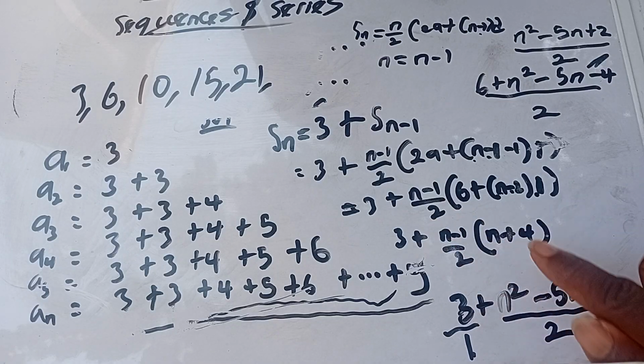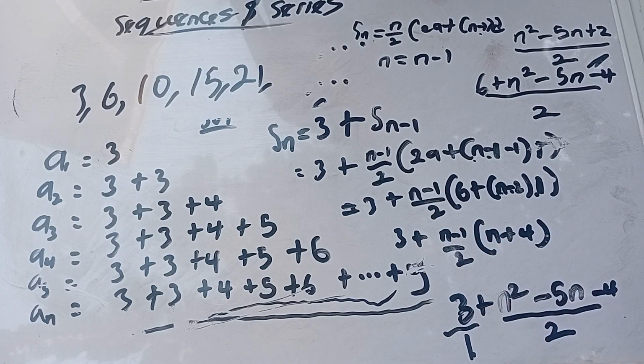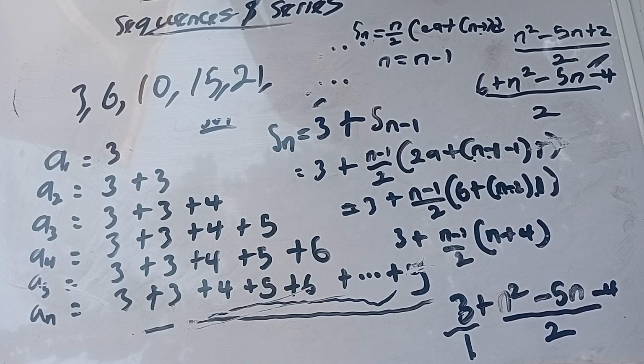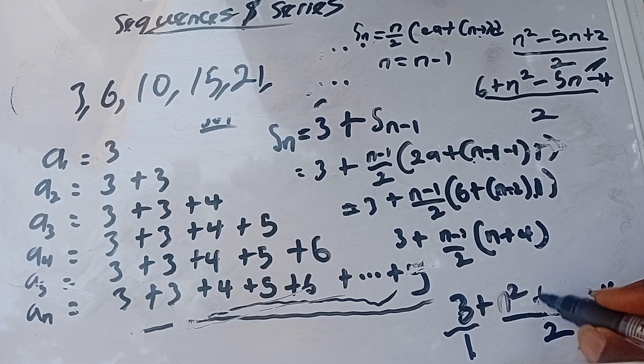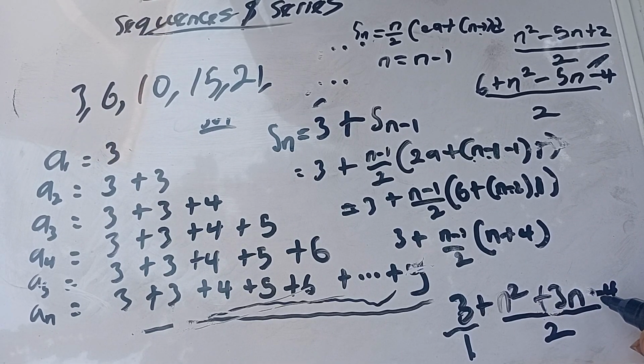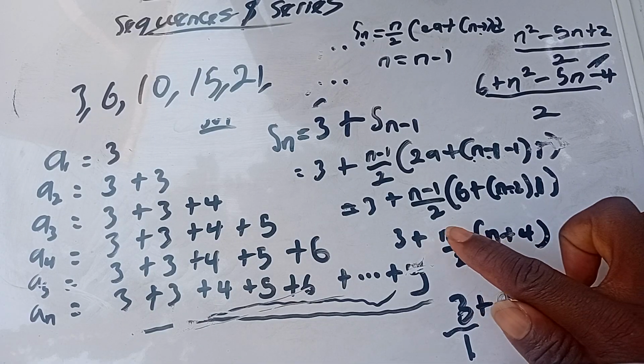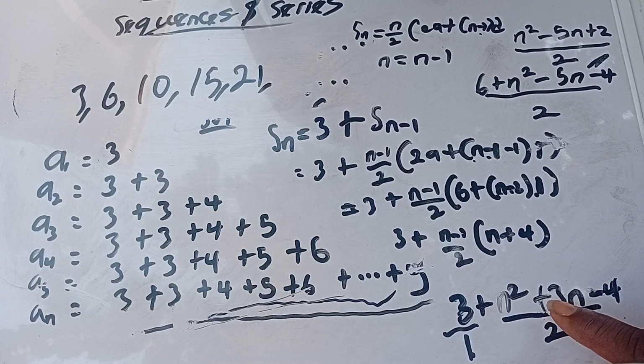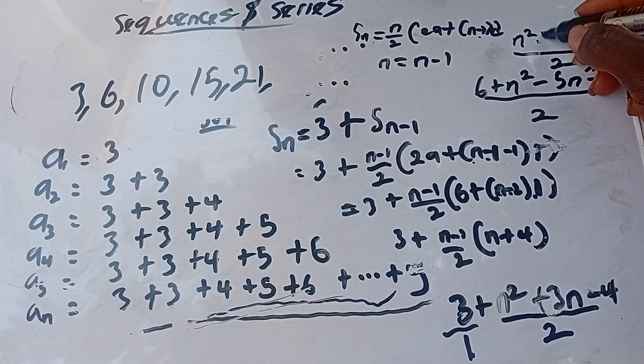Oh, sorry. n times n, n square. n times 4, 4n. Minus 1 times n, minus n. 4n minus n, this should be plus 3n. Plus 3n, then minus 4. See, n times n, n square. n times 4, 4n. Minus 1 times n, minus n. Minus n plus 4n, plus 3n.